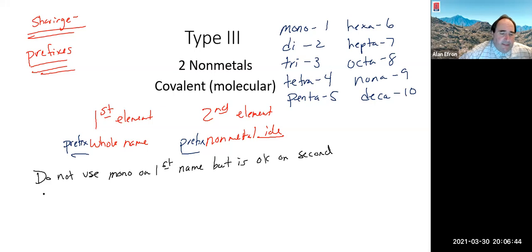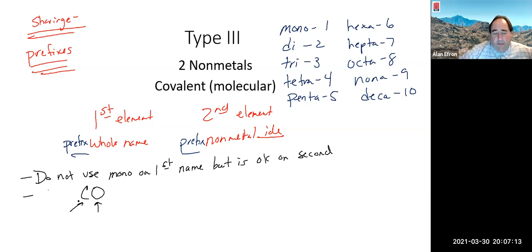And what sometimes does happen is we do get a couple of vowels that sort of back up to each other. So we typically will drop the vowel off of the prefix. What I mean by that is, let's say we had CO, and we look at CO, that is carbon, which is a nonmetal. That is oxygen, which is a nonmetal. And as soon as you see that, you should be super happy, because there's nothing really to figure out other than I should just use the right prefixes.